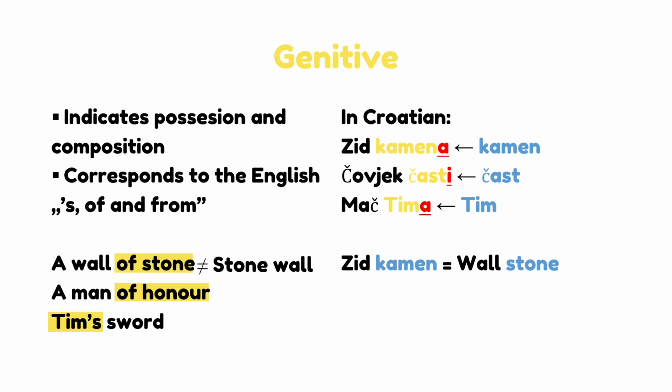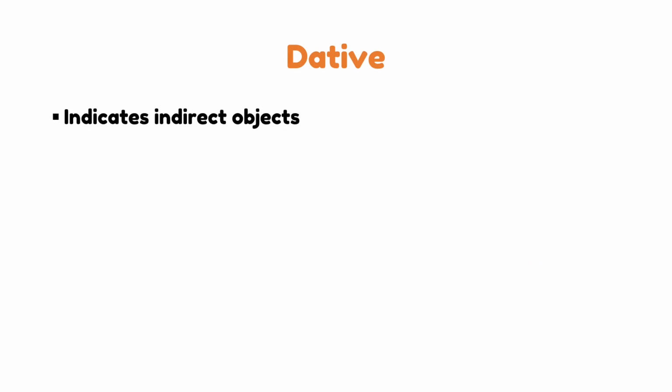This is what I explained earlier. Zid kamen would just mean wall stone, and that part corresponds to the a ending. Let's look at dative. Dative indicates indirect objects. If you don't know what indirect objects are, I highly recommend doing some research, because it's going to be a bit hard to explain.